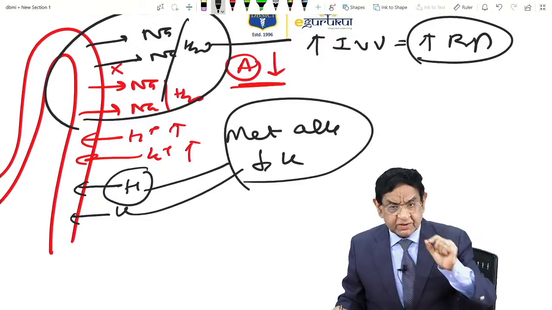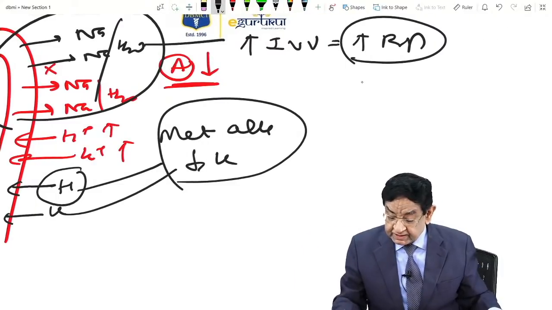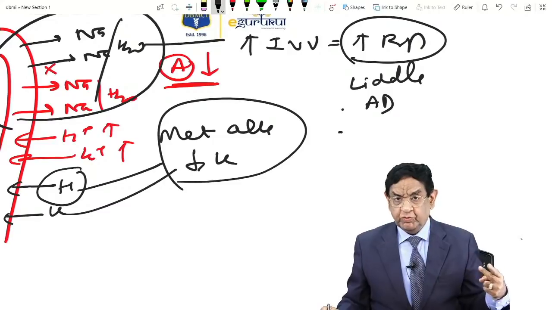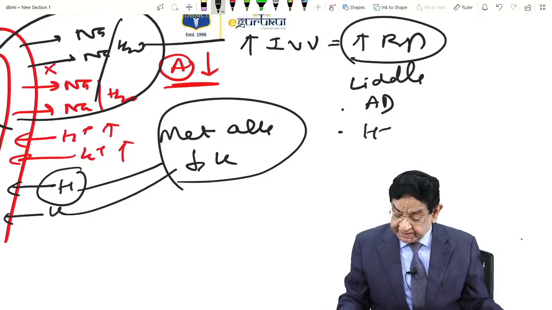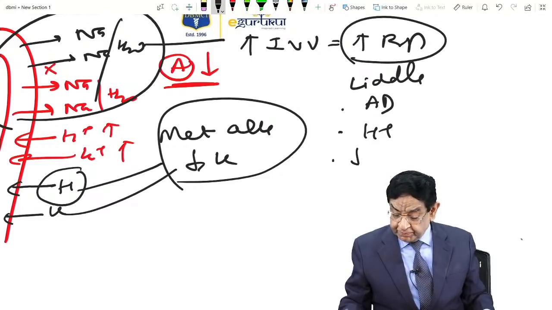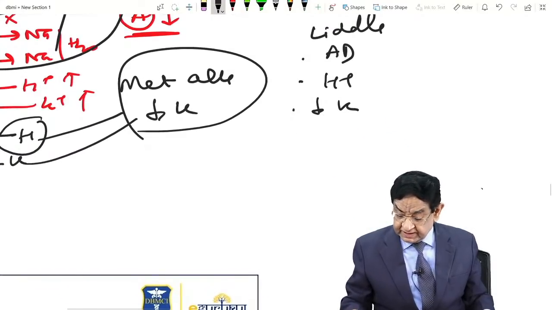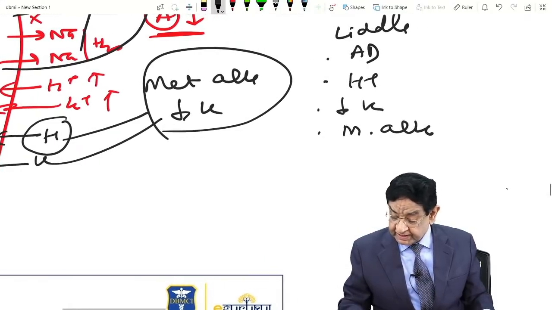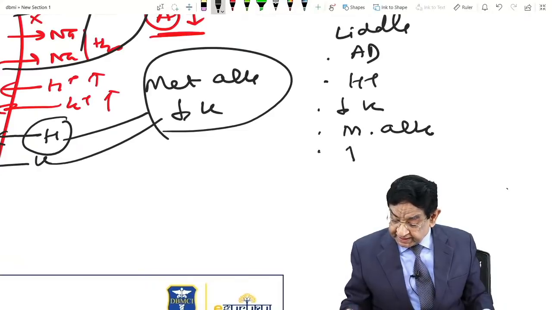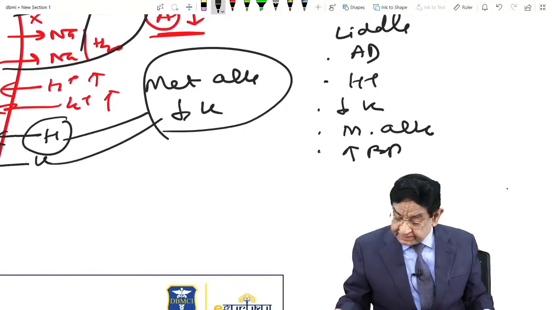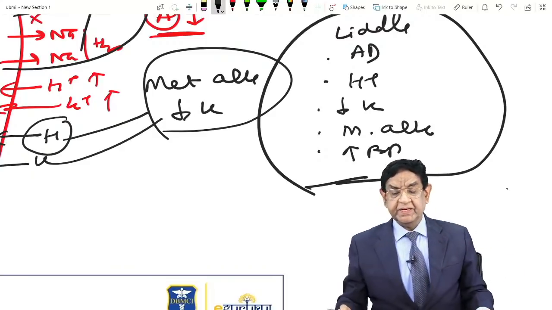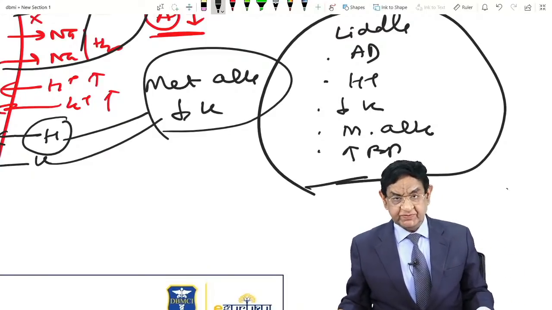Okay, so in Liddle syndrome, which is an autosomal dominant condition. The previous two were recessive, and here hypertension is a feature. But hypokalemia occurs, metabolic alkalosis occurs, and the BP is high. This is the thing that you got to remember. Classically, the golden line to remember is this. If you remember this, everything is fine.